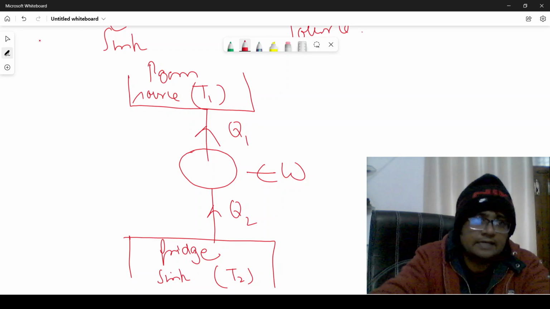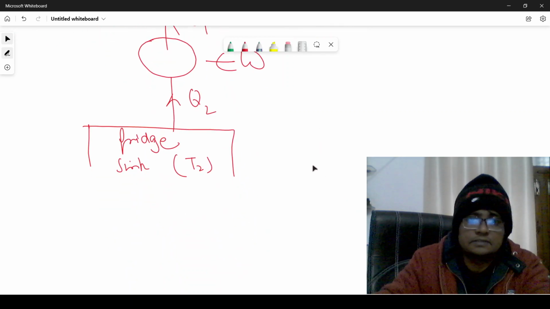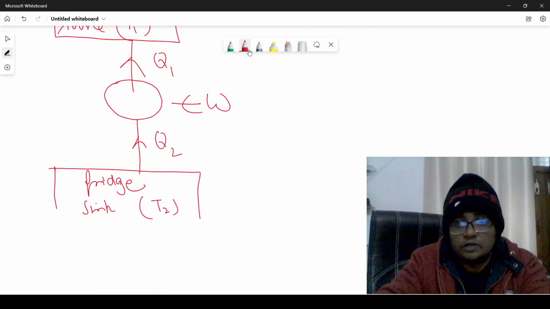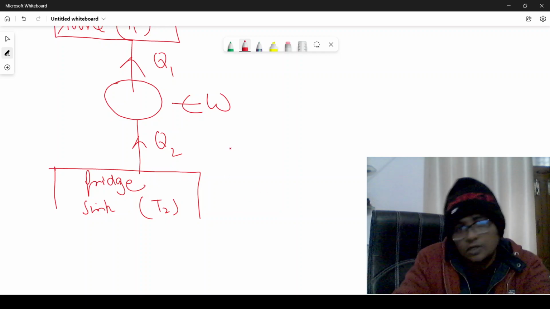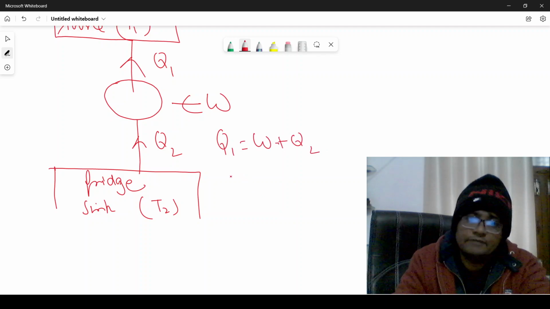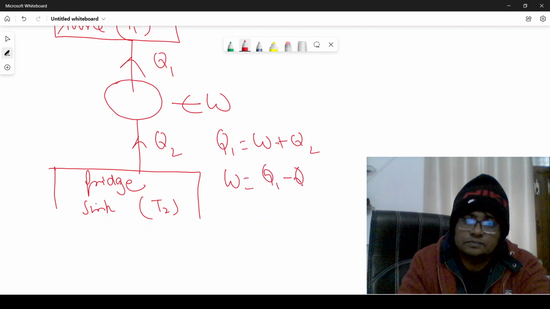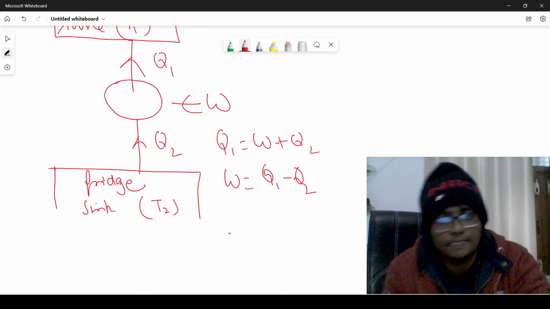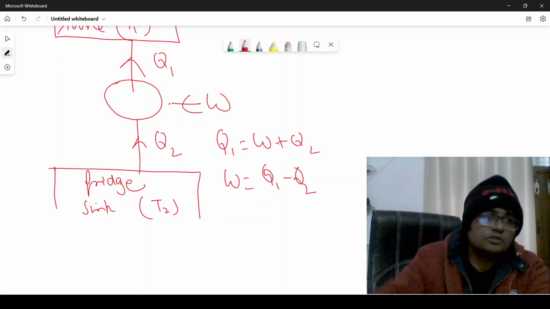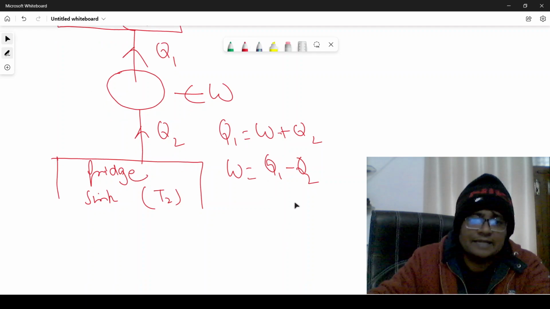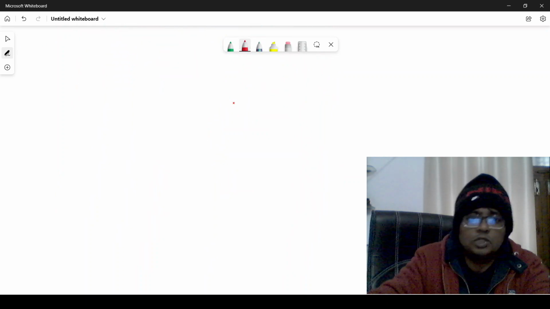Now if we see how the work will be done, how you will write the equation for the same, it will be Q1 is equal to W plus Q2, and if you have to find out the work, that will be Q1 minus Q2, ठीक है. Fine. Okay, so now we will see both the diagrams of the heat pump and the refrigerator together.